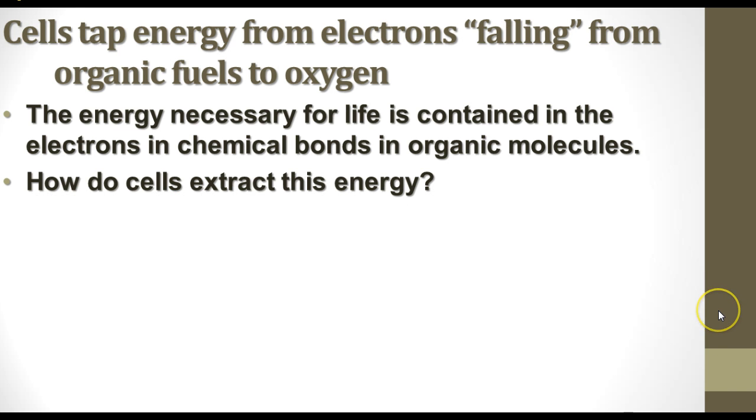The way this happens is that the energy of electrons, basically, that are being moved from a higher energy state to a lower energy state, falling, as you might say, is going to give us energy from that change in state of the electrons to use to produce ATP. And we extract that energy, of course, by means of the reactions of cellular respiration.